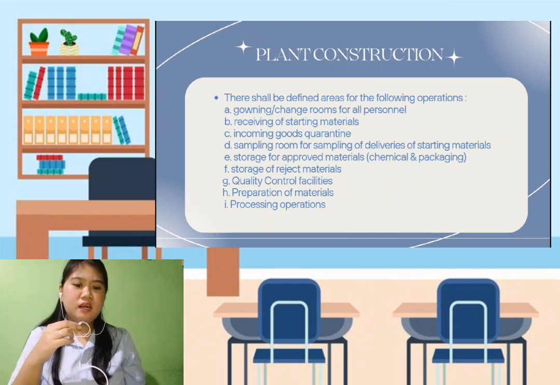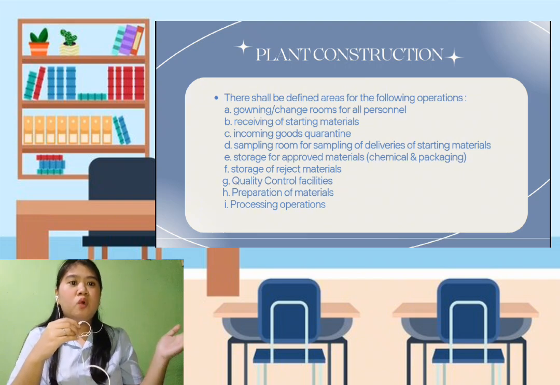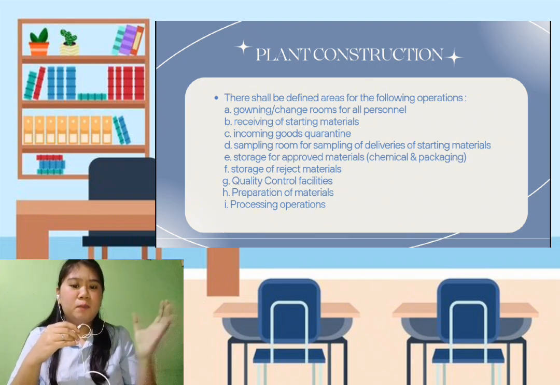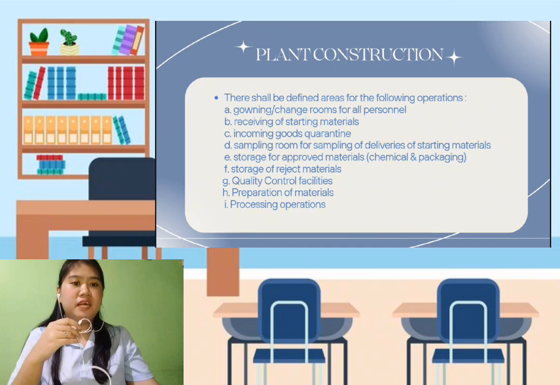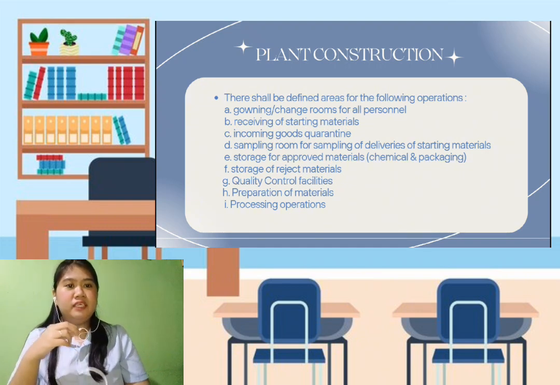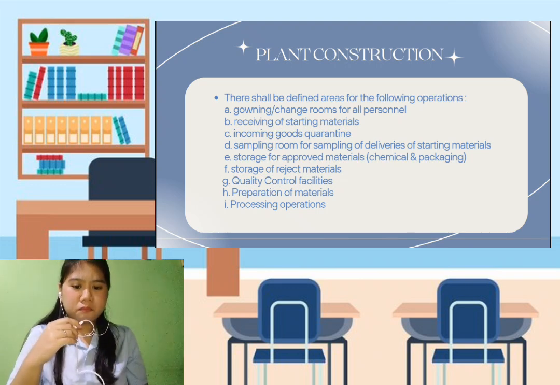Letter G is quality control facilities. So meron ding doon nilalagay yung mga quality, yung mga titignan nila doon kung yung requirements ba ng package is met, their quality. Doon yun dinadala. Letter H is preparation of materials. Dito naman sa room na to, dito nila piniprepare yung mga materials. So, dito nila ginagawa nito sa room na yun.